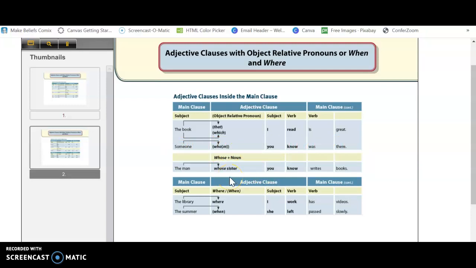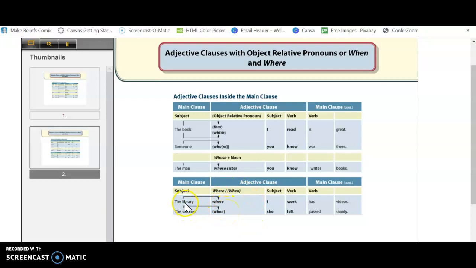Okay. How do we use the whose plus noun? We have the man writes books, okay? You know his sister. That's another sentence that we had. So to use you know his sister, we used the sentence to create this pronoun. His sister was replaced with whose sister, and then we followed the sentence the way it was. You know, right? Okay, and the last one here is with where and when.